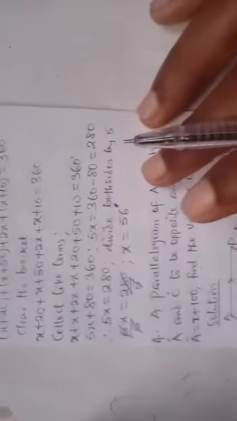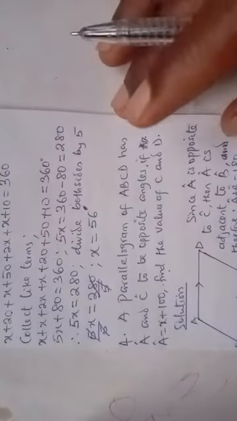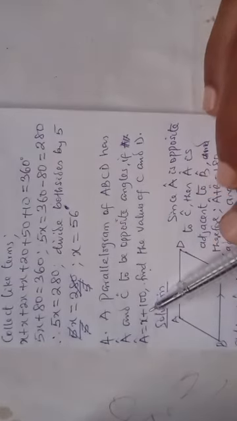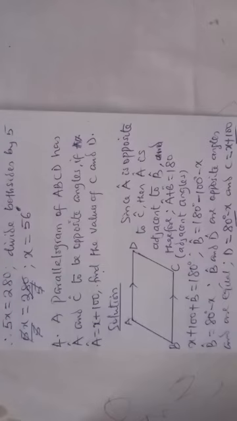Now the next one is a parallelogram. A parallelogram ABCD has angles A and C as opposite angles. If angle A is equal to x plus 100, find the value of C and D. Next, we draw the diagram. After the diagram, watch what I just put down here.